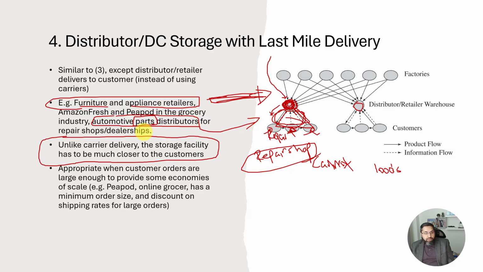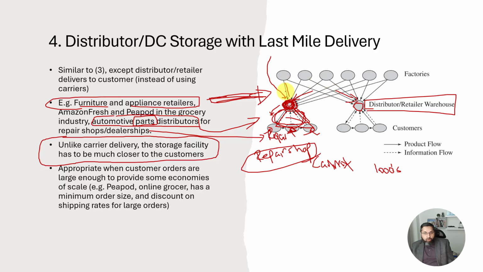Also dealerships also fix stuff and do repairs, so dealerships as well. Okay. So the main differences between 3 and 4 are you're going to have more locations. The facility cost will go up. Because you have more locations, your inventory costs will go up, but your transportation costs will go down. Because you can still maintain economies of scale to these distributors.